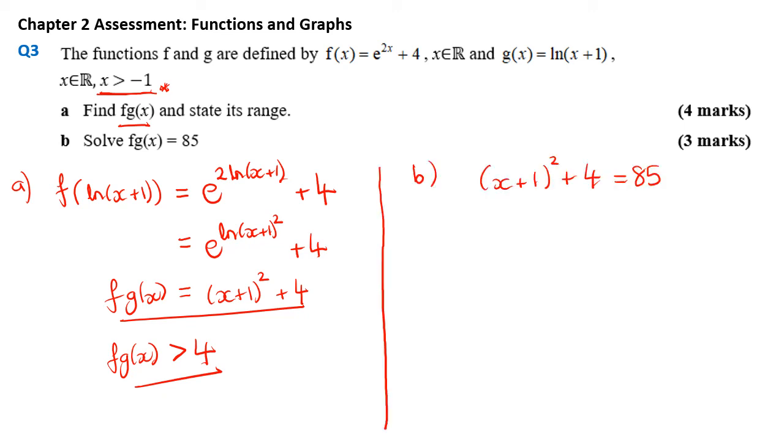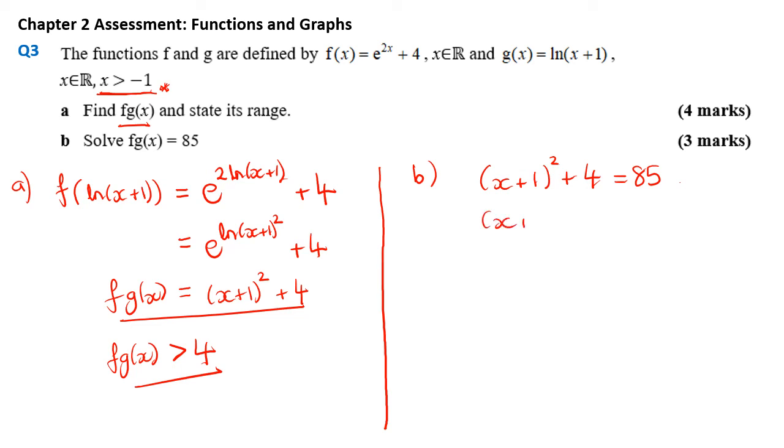On to part B, and we're solving fg of x equals 85. So this is our equation. Now, quite a few of you ended up multiplying out this squared bracket, bringing the 85 over to one side and getting a 3-term quadratic, and solving that. When you've got it in this form, by far and away the most efficient method is to just crack on and solve it from here.